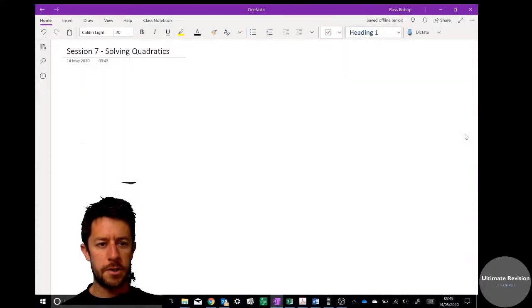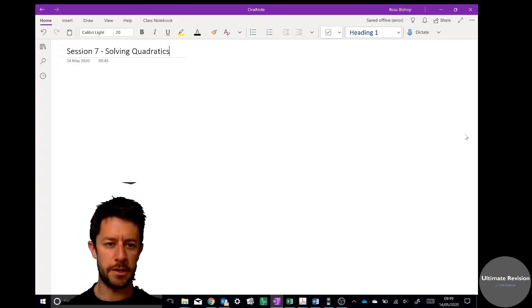Okay, guys, welcome to session number 7. This session is going to be looking at solving quadratics. So, the last couple of sessions have been on factorising and completing the square, and now we're going to be using that as well as the formula for solving quadratics. Okay, right, here we go, straight into the lesson then.